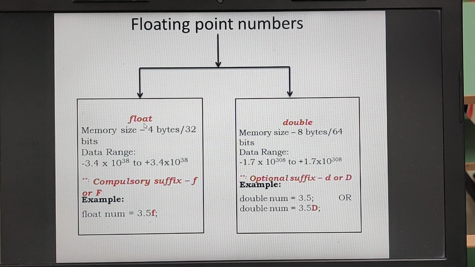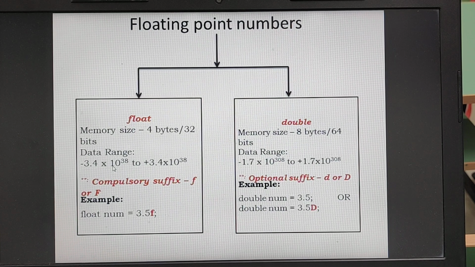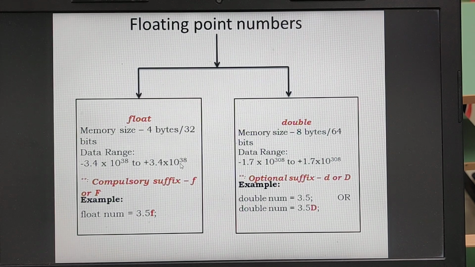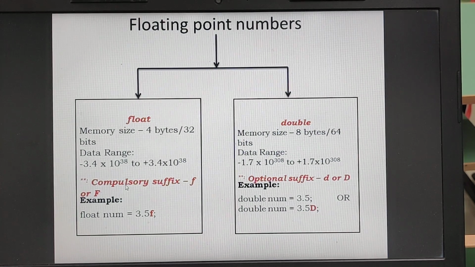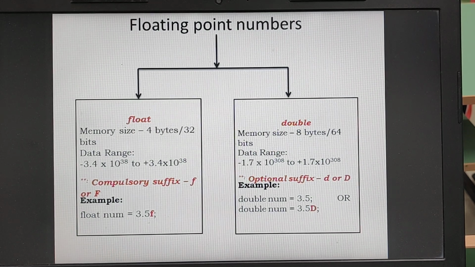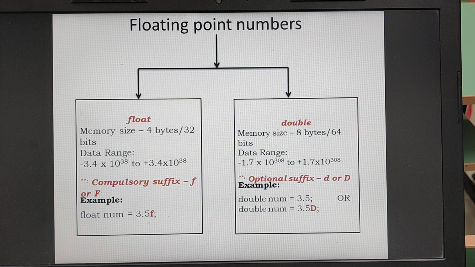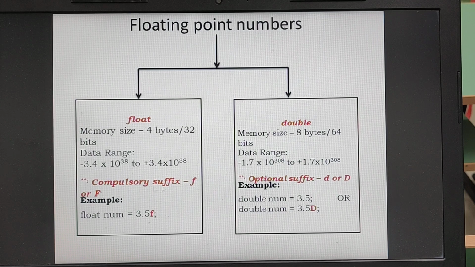When you use the keyword float, it has a memory size of 4 bytes, that is 32 bits, and a data range of minus 3.4 into 10 to the power 38 to plus 3.4 into 10 to the power 38. If you're storing a value as float, you must have f as a suffix, because both double and float have decimals. For the computer to understand which is the actual type, it checks for the suffix. If the suffix is not given, the computer automatically takes the greater size. That's why for float, f is compulsory.